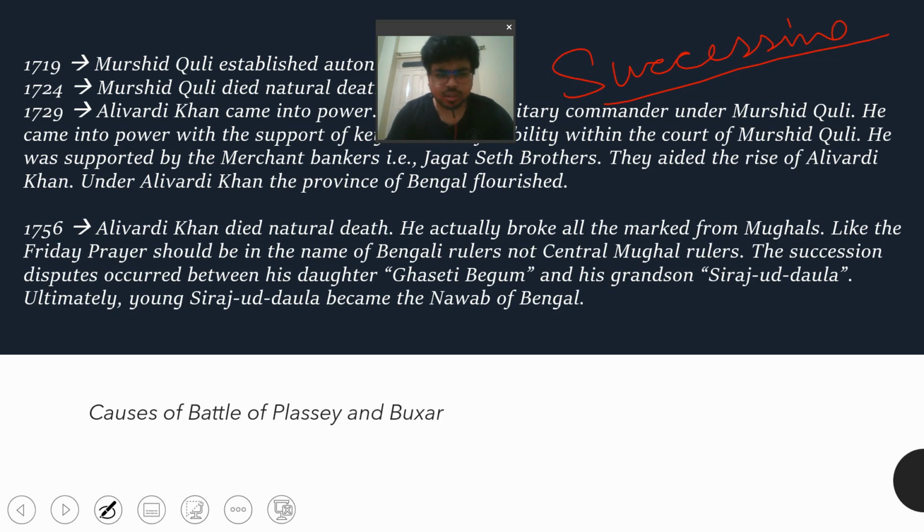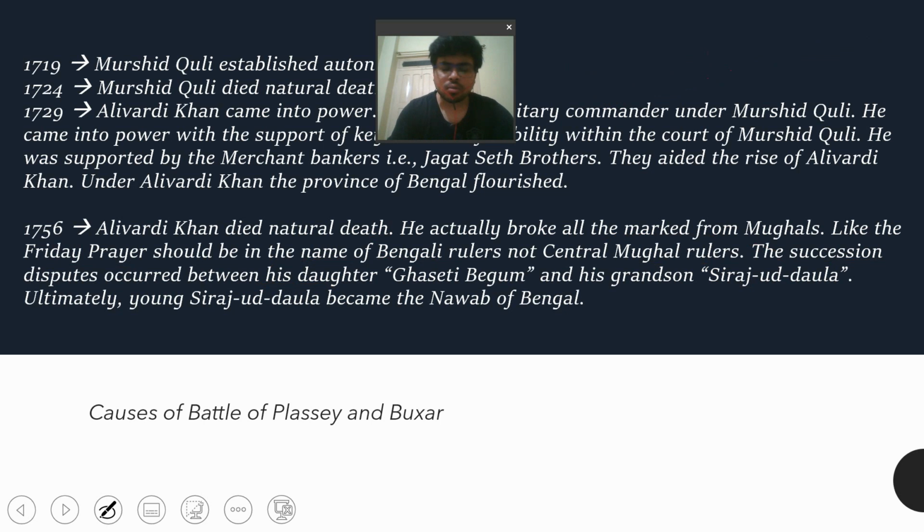So the main point is that before dying, he broke all the ties with the Mughal Empire, and now the Nawab of Bengal was a separate one. It was not under the Mughal authority. So Alivardi Khan died a natural death. He actually broke all the ties with the Mughals, like the Friday prayer should be in the name of the Bengali rulers, not the central Mughal rulers. Succession disputes occurred between his daughter Ghaseti Begum and his grandson Siraj-ud-Daulah.